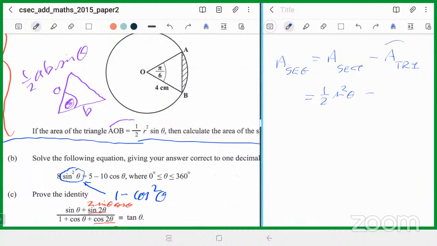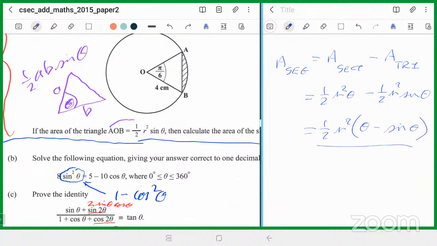So this area of the triangle, as given, is half r squared sine of theta. I can simplify this by factorizing the half r squared, and it will become half r squared bracket theta minus sine of theta.